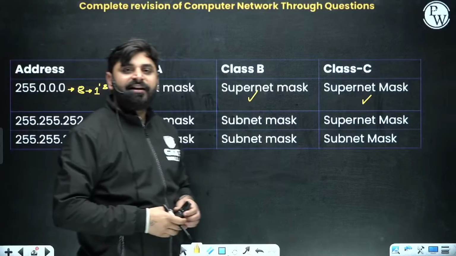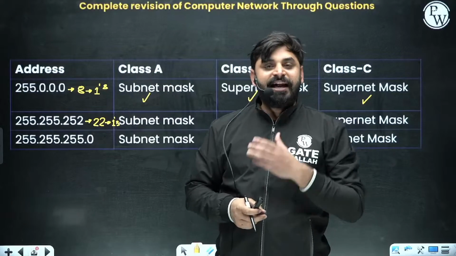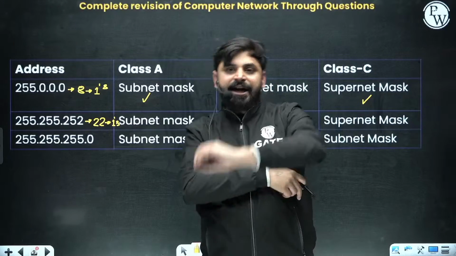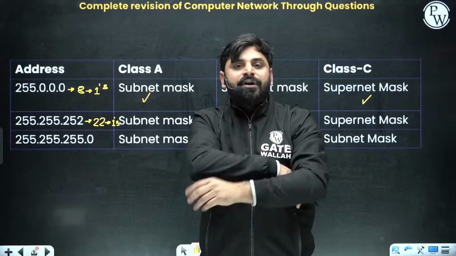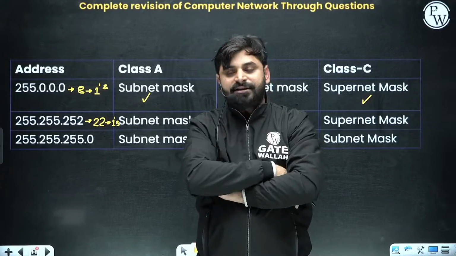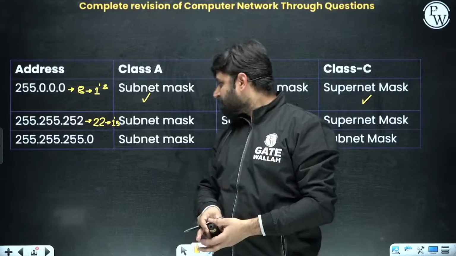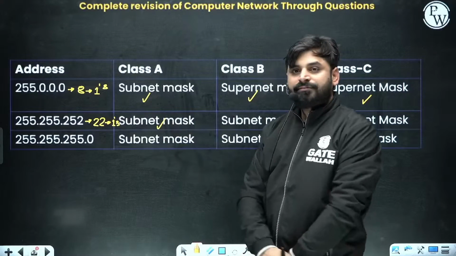Class A subnet mask. Class A network ID how many bits? 8 bits. If the number of ones is equal to the network ID or greater than the network ID, it will be used for subnet mask. Yes, number of ones, how many? 22. Greater than network ID. So definitely it will be subnet mask. That's why it is subnet mask.